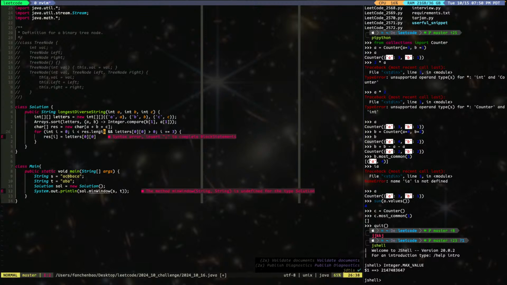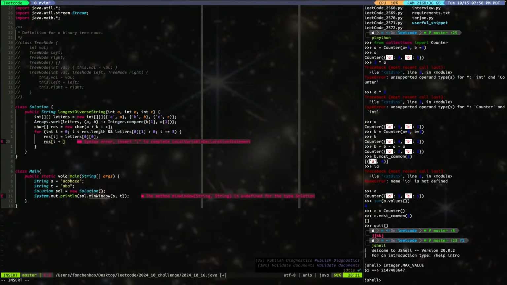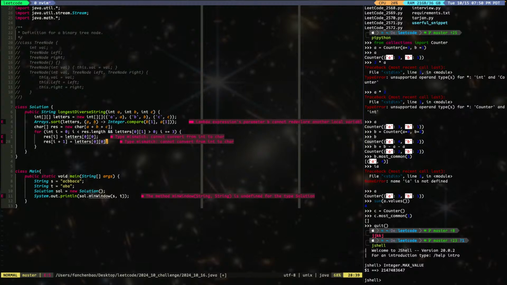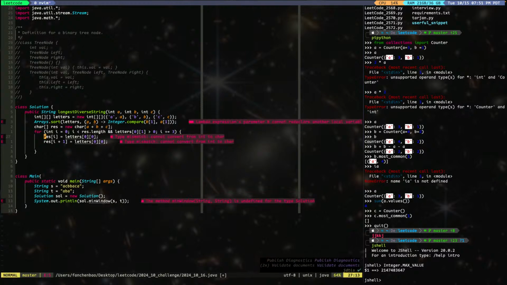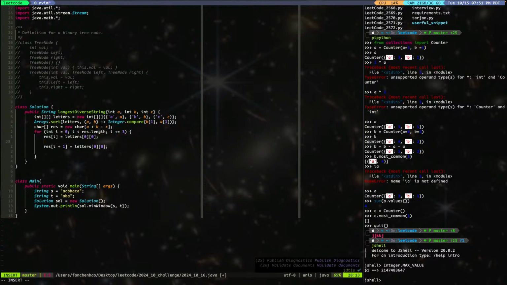Okay, so what we do is res[i] = letters[0][0]. Okay, so this is not 0, this should be 1. res[i+1] = letters[0][0]. And then we skip. So keep doing this until we finish. Actually, this is not necessary because I can do it here with letters[0].